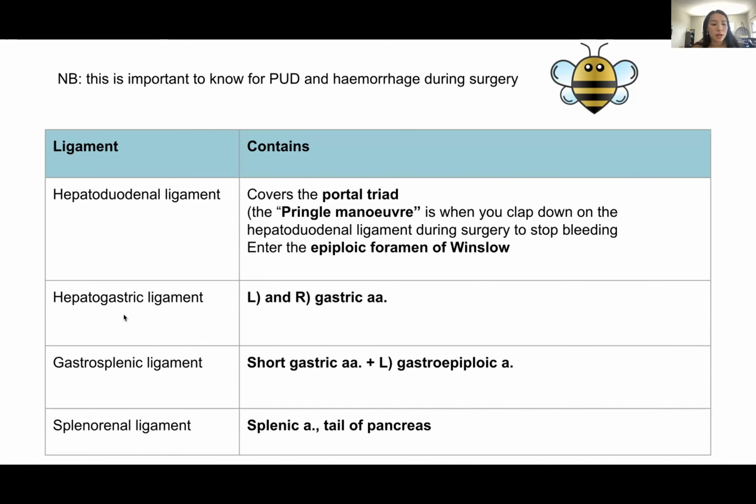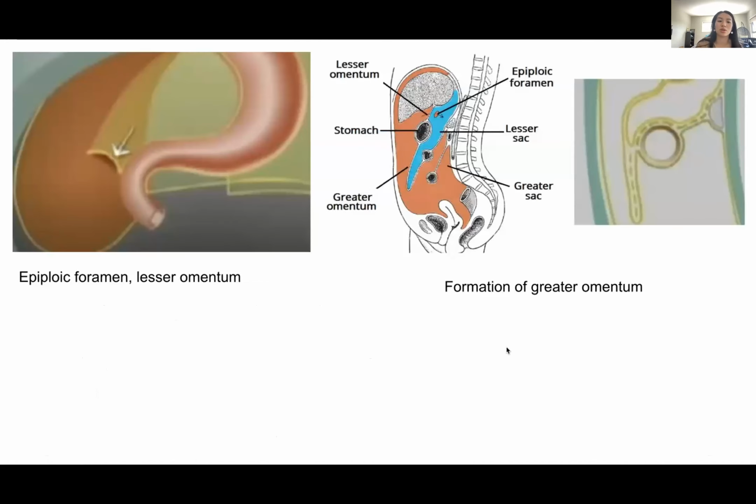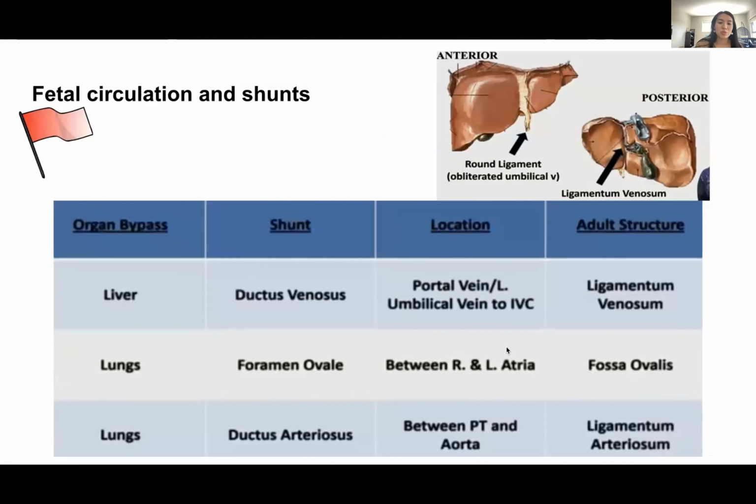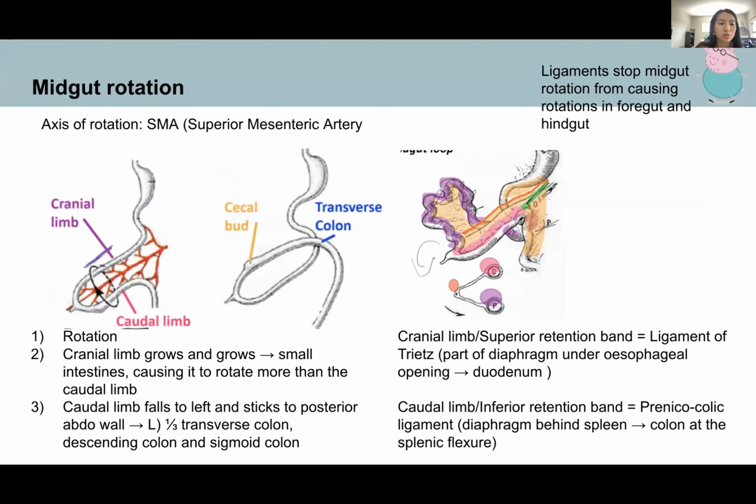Okay. Hepatogastric ligament is where the left and right gastric arteries are. Gastrosplenic ligament, where the short gastric arteries and the left gastroepiploic artery are, and the splenorenal ligament, the splenic artery. Cool. Just memorize this, but it comes up in one question every year, kind of. So just memorize it.